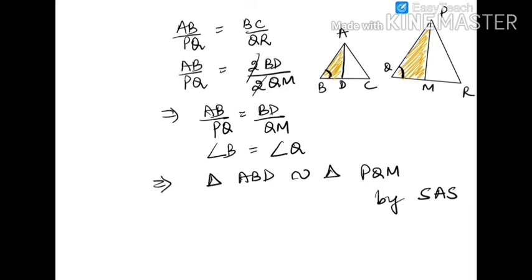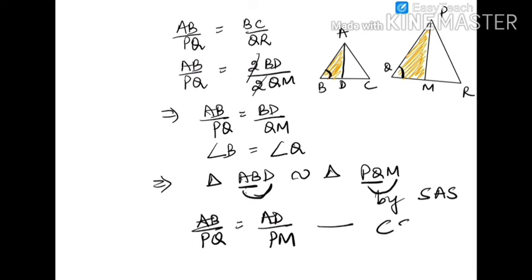So if these two triangles are similar, their sides are proportional. So AB upon PQ will be equal to AD upon PM. They are corresponding sides of similar triangles. So this is what we have to prove.